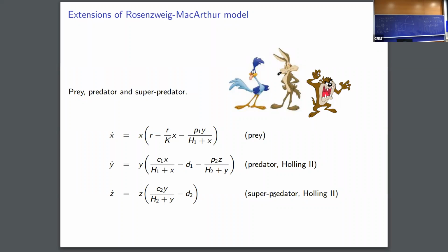And you could even decide that the interaction between, for instance, super predator and predator is a Holling type 2, and between predator and prey is also Holling type 2. You could decide which type of interaction you want. And we have enough dimensions in order to find interesting things.